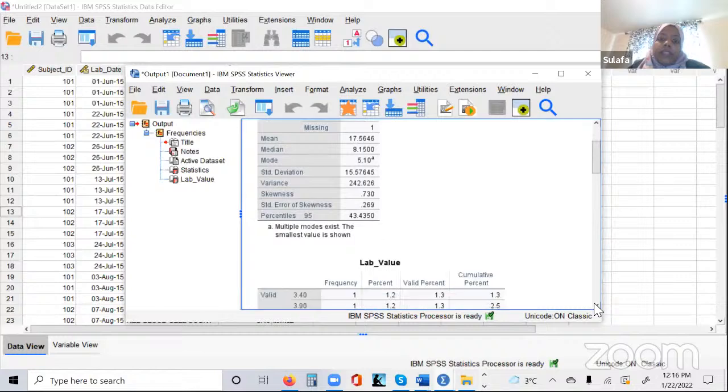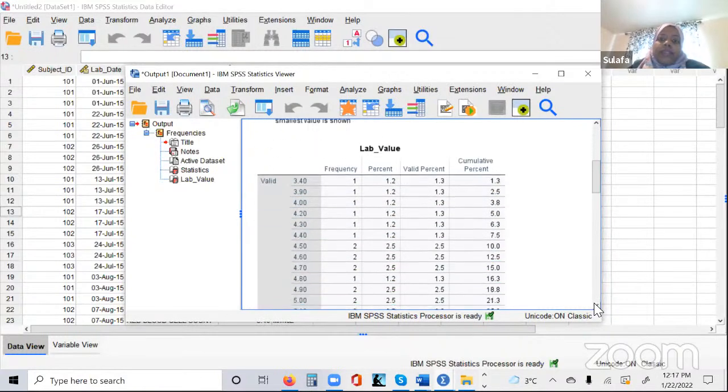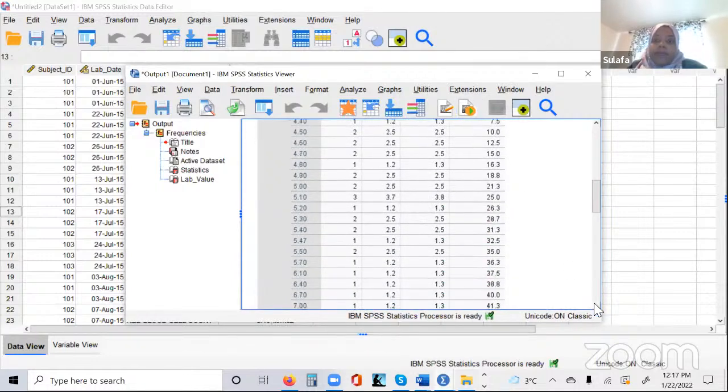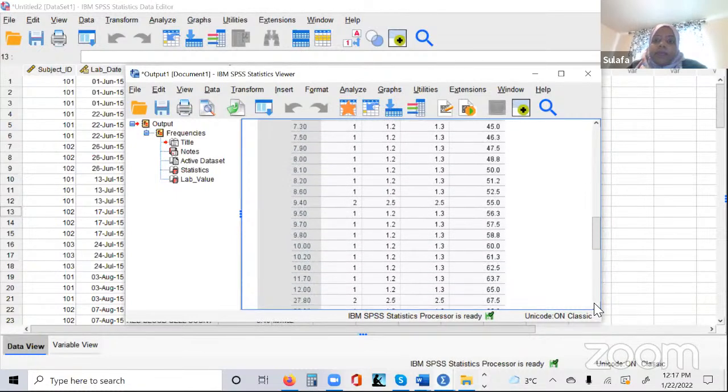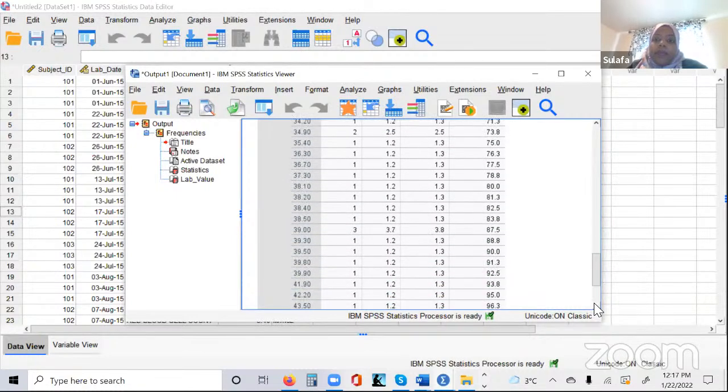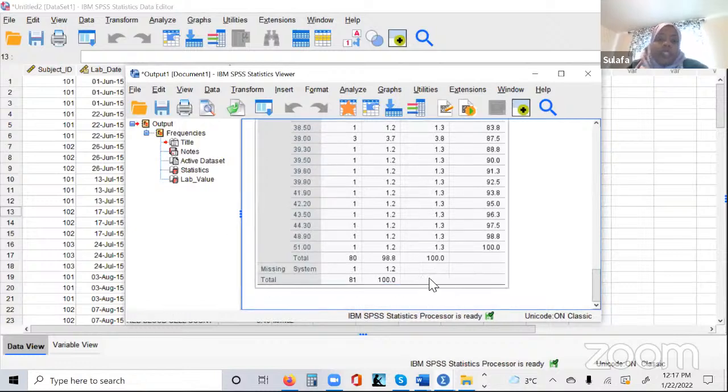So when we scroll down, because I chose the percent, you can see here this table with percent and cumulative percent. If I choose only mean, mode, and median, you will not see this value right here. So this is our range from our data, and this is the total. If you have any missing data, it will appear here. We have one missing, so it appears here.